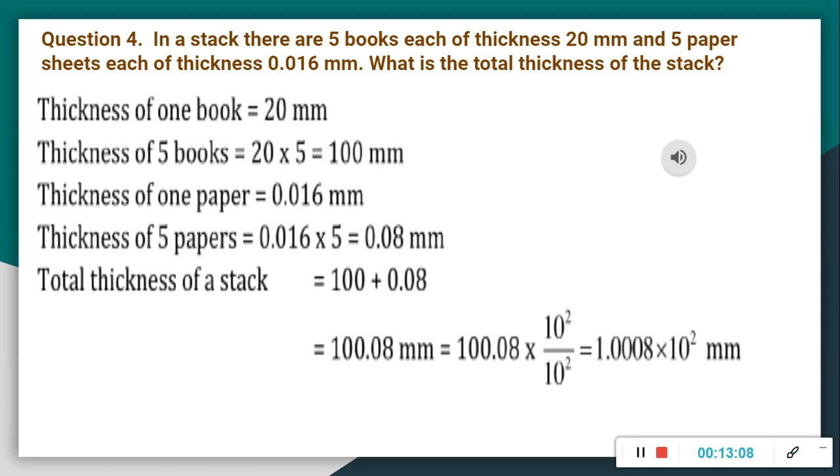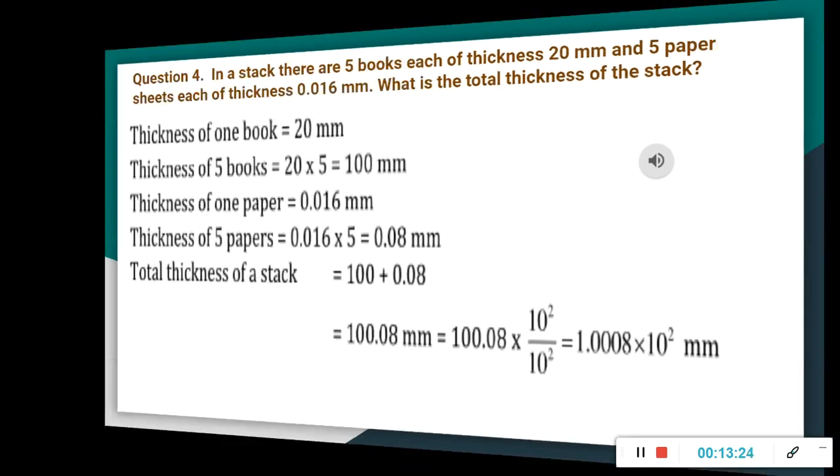Now you can total it. Total thickness of the stack is equal to 100 plus 0.08, that is equal to 100.08 millimeter. Now we can write it in standard form. How could we write 1.0008 into 10 raised to 2 millimeter, right? Okay.